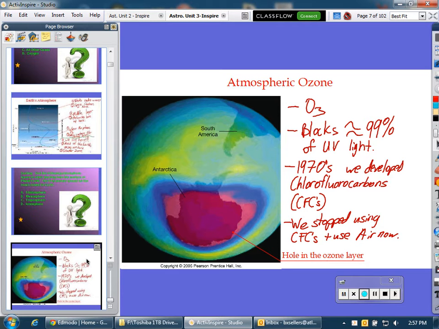I mentioned ozone a minute ago. It is 3 oxygens bonded together covalently. These 3 oxygen atoms, when bonded, will disrupt UV light from coming into the planet.